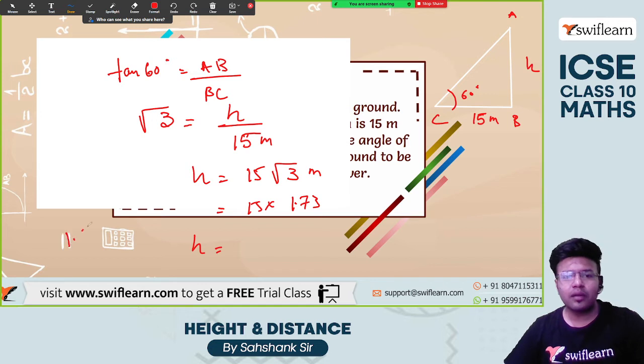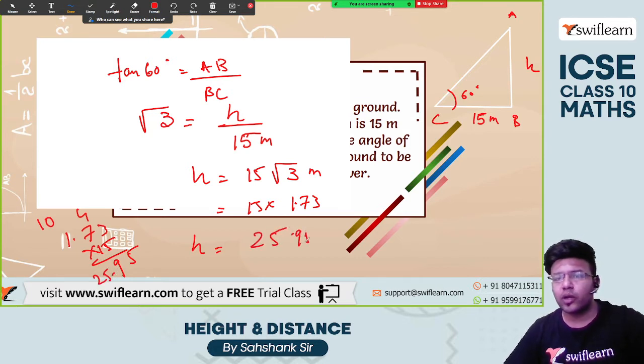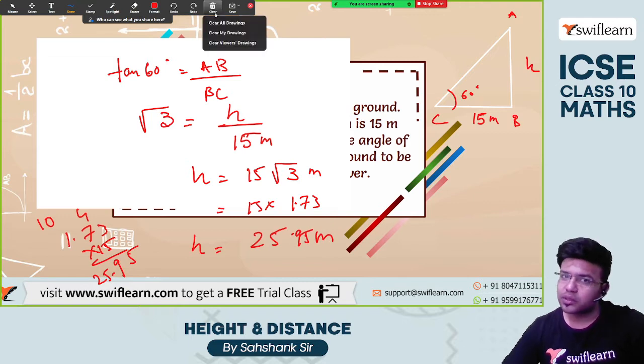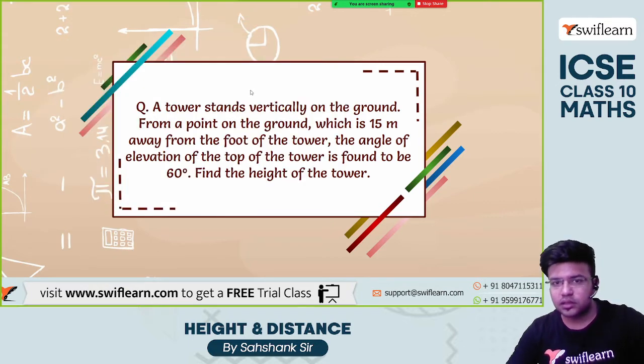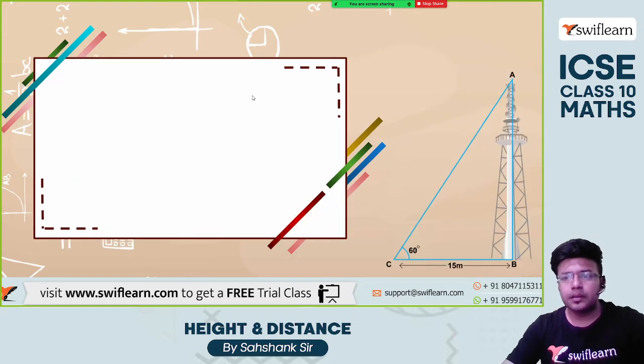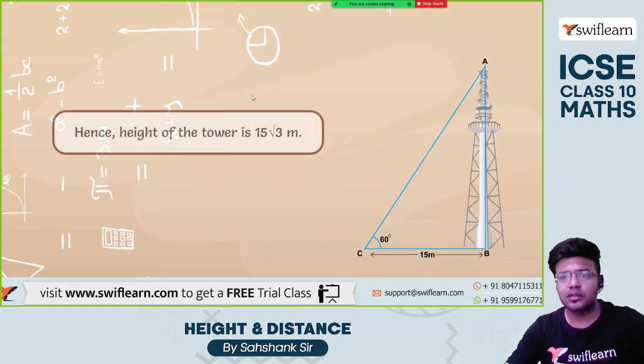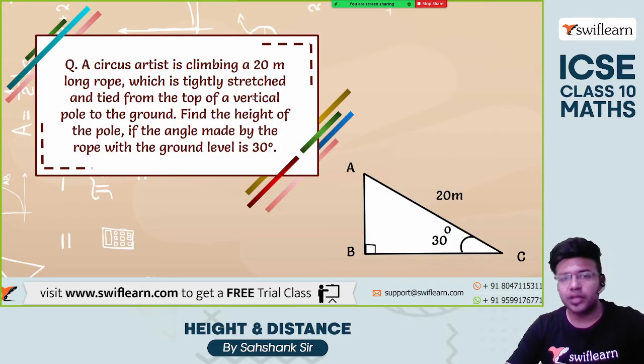So 1.73 times 15. 15 3s are 45. 15 7s are 105, plus 4 is 109. 15 ones are 15, plus 10 is 25. Two decimal places: the height is 25.95 meters approximately. Okay, so the same thing they are doing, and the answer is 15 square root 3.